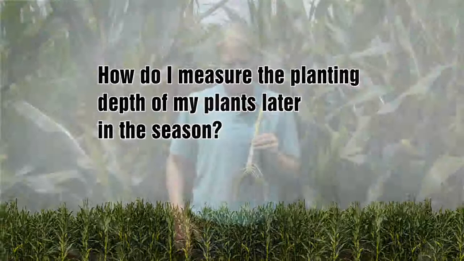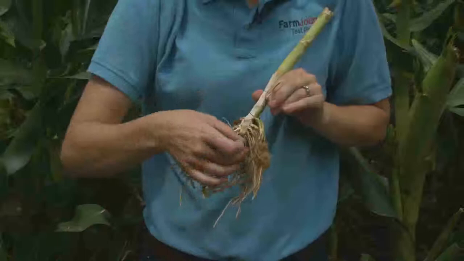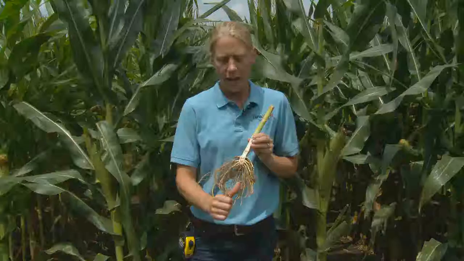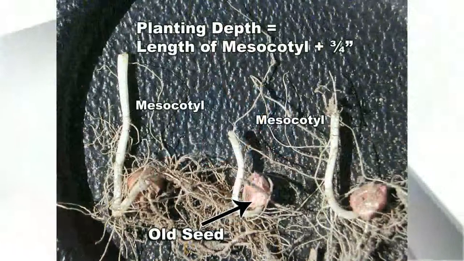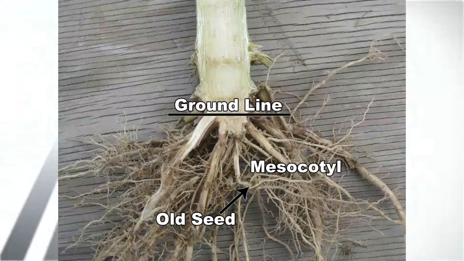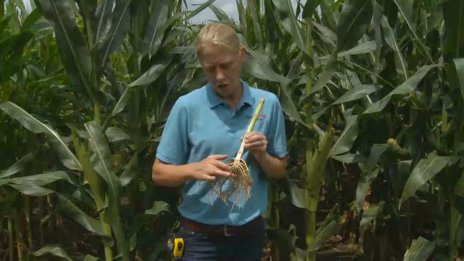Well, if we're in the season to measure planting depth, we're going to go out with our spade and dig up some samples of plants. We're going to shake all the soil off them, and then look for what we call the actual seed rut in the mesocotyl. We can usually tell where the actual seed was by seeing a little bump here of the old remnants of the seed. Then we can see the seed roots, or the radicle, there.